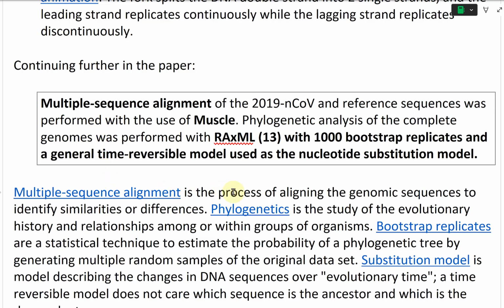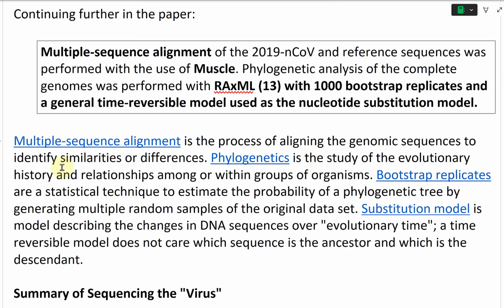So multiple sequence alignment is a process of aligning the genomic sequences to identify similarities or differences. And then phylogenetic analysis, or just phylogenetics, is the study of the evolutionary history and relationships among or within groups of organisms. And then bootstrap replicates are a statistical technique to estimate the probability of a phylogenetic tree by generating multiple random samples of the original data set.